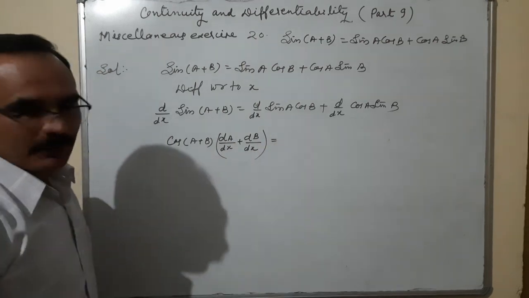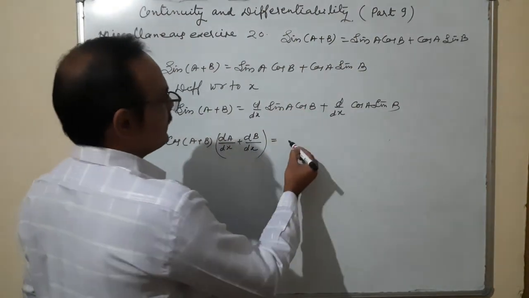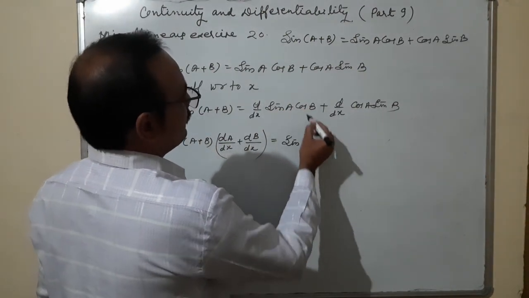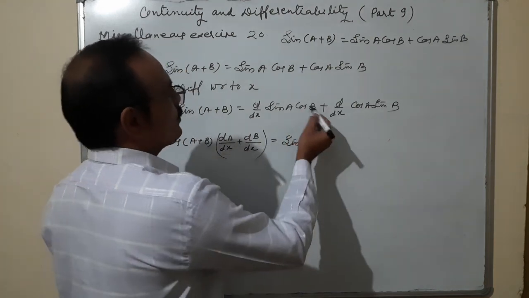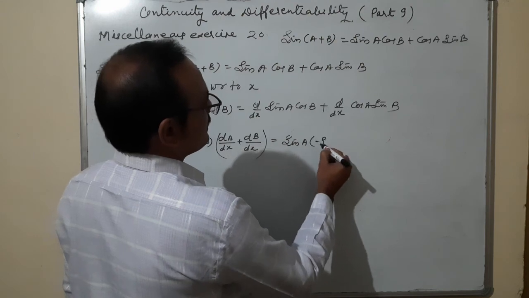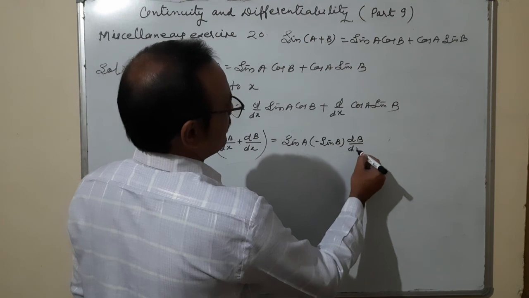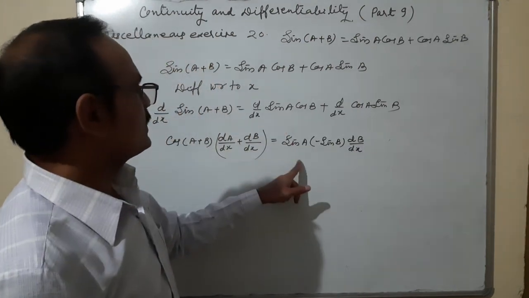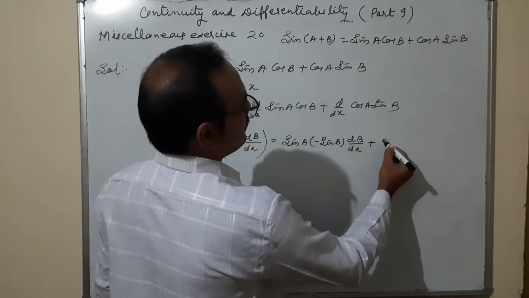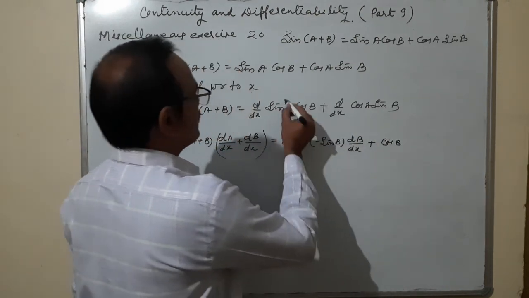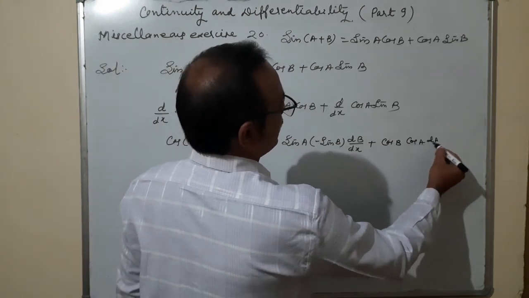Is equal to sin a cos b. There are two functions, product rule. First function sin a, differentiation of second function, differentiation of cos b. Differentiation of cos b is minus sin b dB/dx. First function, differentiation of second function, plus second function cos b, and differentiation of first function sin a. So it is cos a dA/dx.